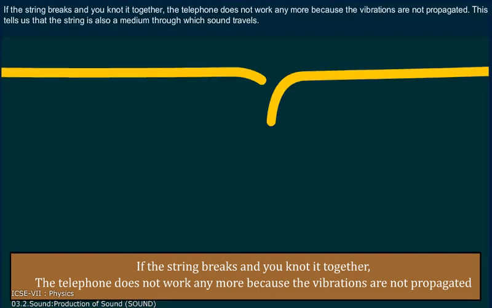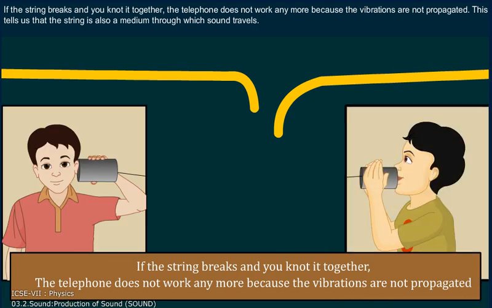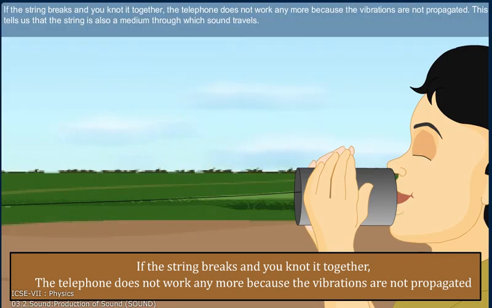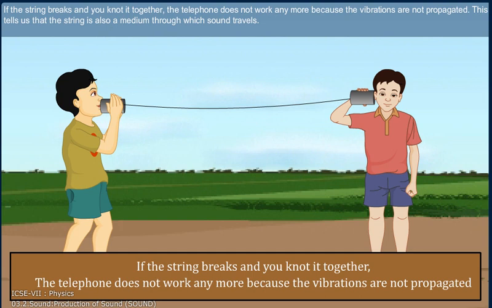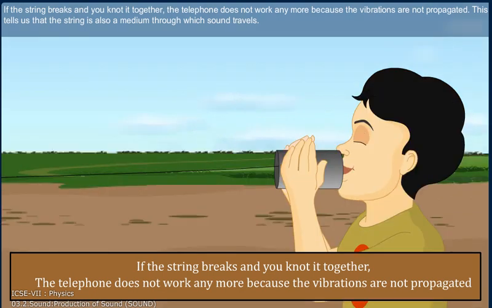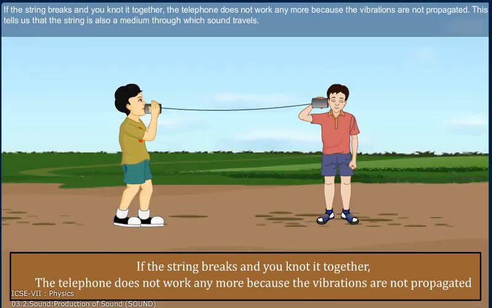If the string breaks and you knot it together, the telephone does not work anymore because the vibrations are not propagated. This tells us that the string is also a medium through which sound travels.